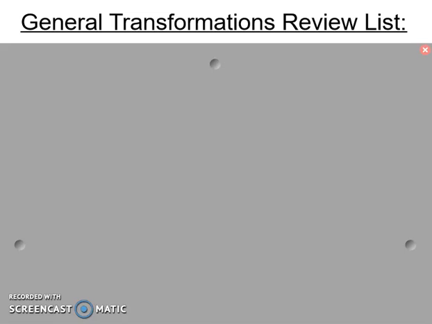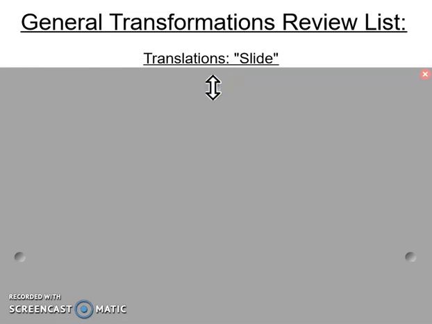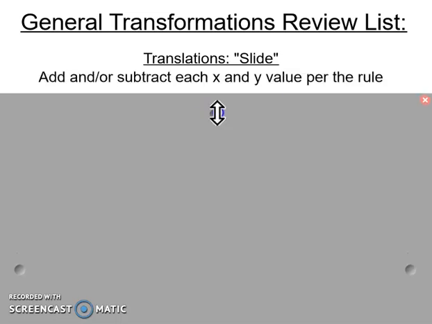I want to start out with the general transformations review list and just generally speaking, what we do when we're performing each individual transformation. For translations, again, our quote-unquote word is slide, so the shape is sliding within the coordinate plane. We're going to add or subtract each x and y value per the rule that is given to us. So if it says we're shifting the quadrilateral 4 units right and 2 units down, well, if we're going right, we'll be adding 4 to our x. 2 units down would be subtracting 2 in our y.